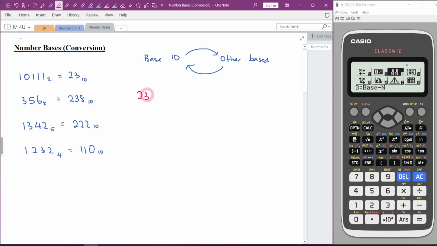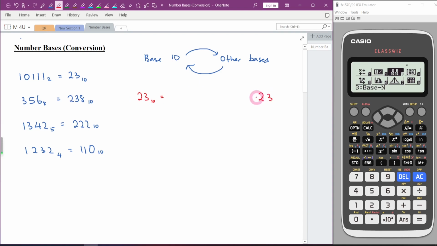23, oh sorry, yes, correct, 23. Okay, this is 23 base 10. If you want to convert it to base 2, you can actually use your calculator, but I'm going to show you without using our calculator first. So you can do it this way.